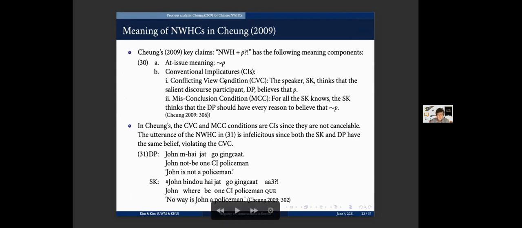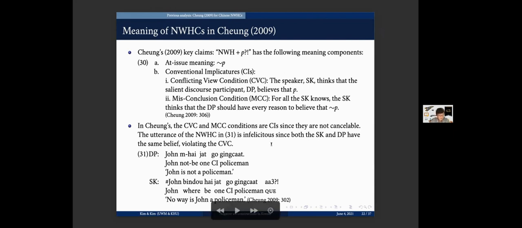Here, the conflicting view condition means that both the speaker and the addressee must have opposing beliefs about the proposition in question. And the misconclusion condition means that even though the addressee has every reason to believe not P, she or he wrongly concludes P. And here he suggests that both the conditions are conventional in Chinese because they are not cancelable.